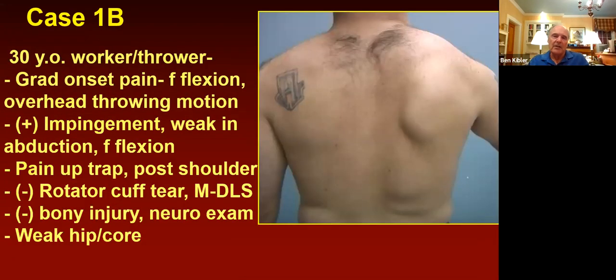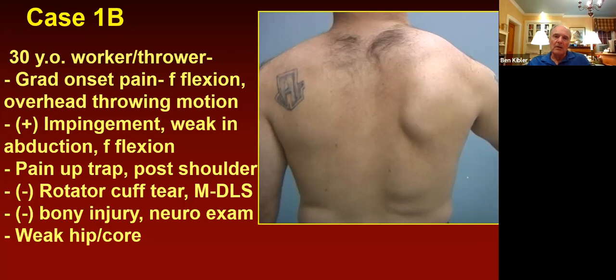Here's another case. This is the guy I showed you before, the 30-year-old worker, and he does repetitive overhead lifting and pushing, with impingement. He has weakness in forward flexion. He has pain in this situation in his upper trapezius and along the posterior shoulder. And he's once again had the full workup, rotator cuff, labrum, all entirely normal, no bony injury, but he does have weak hip and core.